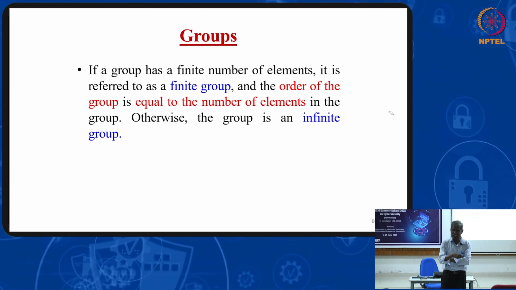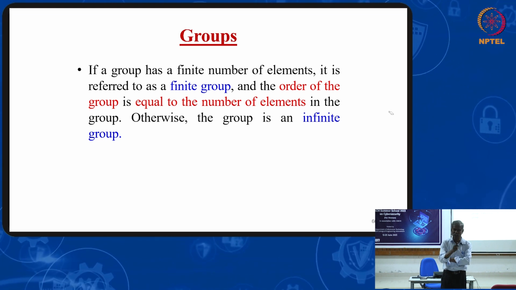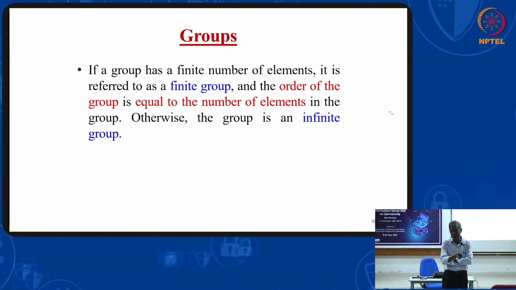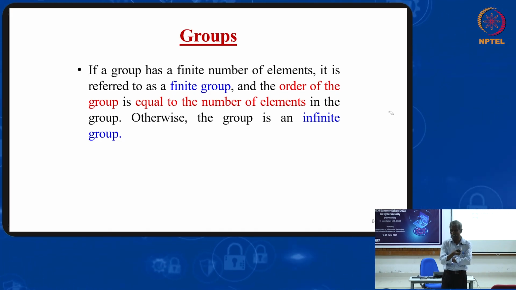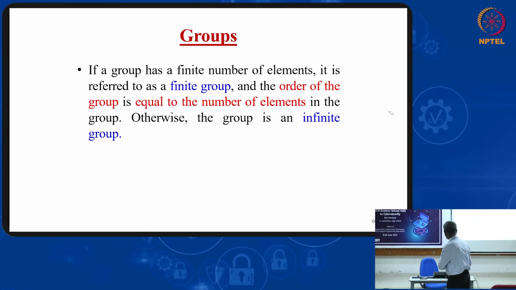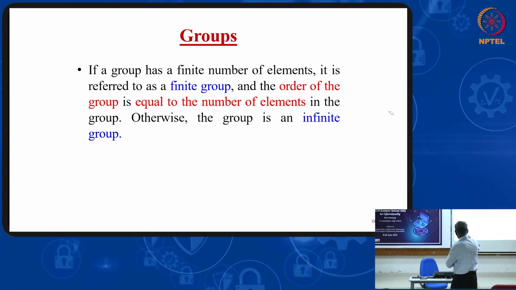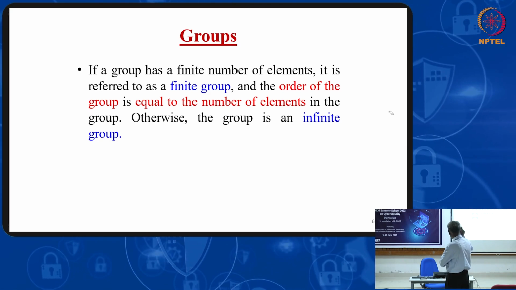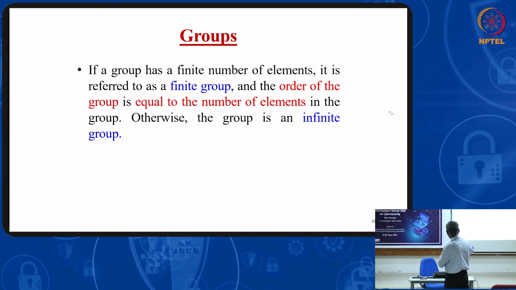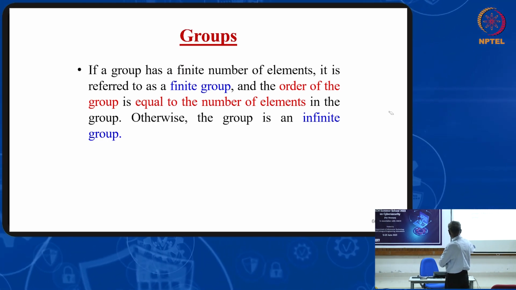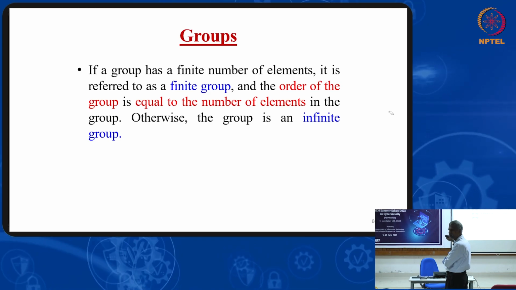Take the set of integers with respect to addition, it forms a group. So it is an example of an infinite group. You see the definitions here. If a group has a finite number of elements, it is referred to as a finite group, and the order of the group is equal to the number of elements. Otherwise the group is called an infinite group.